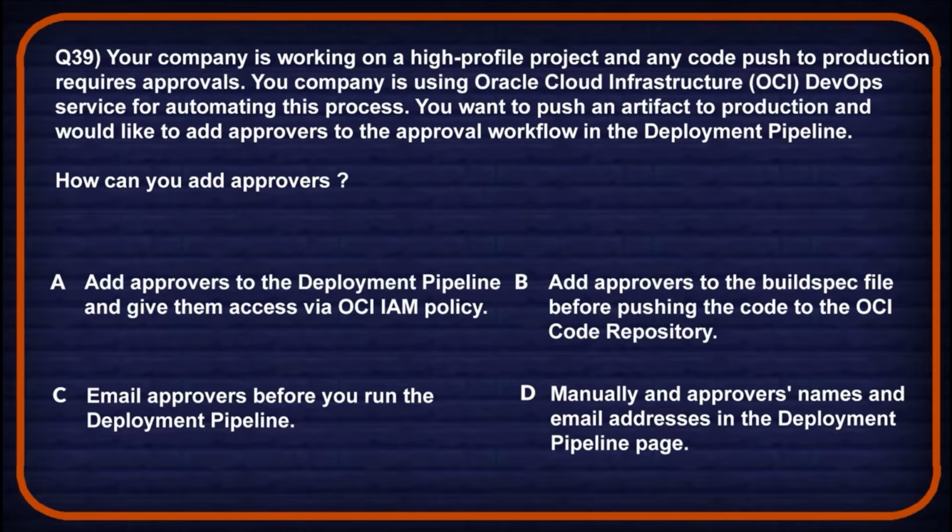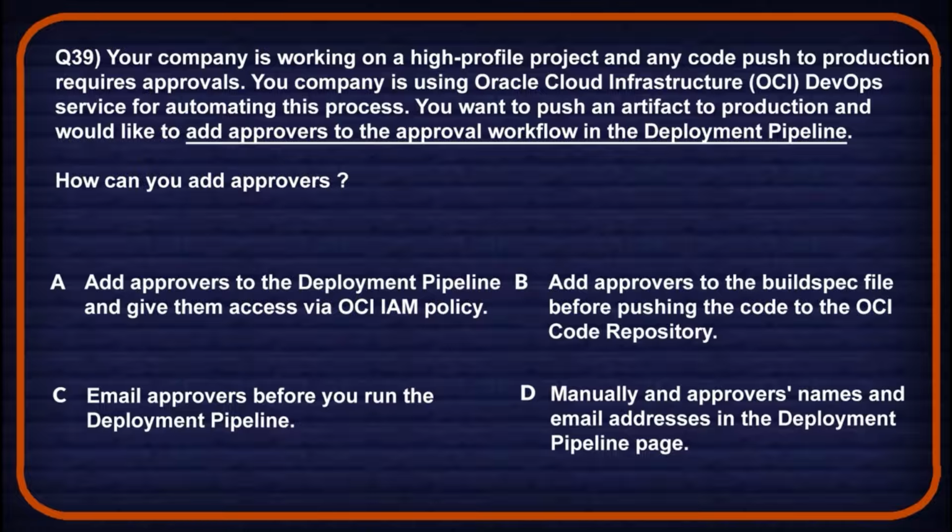Okay, let's look into question number 39. Your company is working on a high profile project and any code pushed to production requires approval. Your company is using Oracle Cloud Infrastructure DevOps service for automating the process. You want to push an artifact to production and would like to add approvers to the approval workflow in the deployment pipeline. How can you add approvers? Okay, let's look into the options.